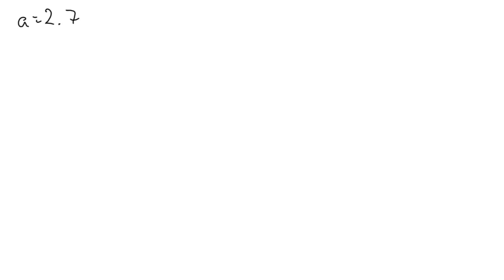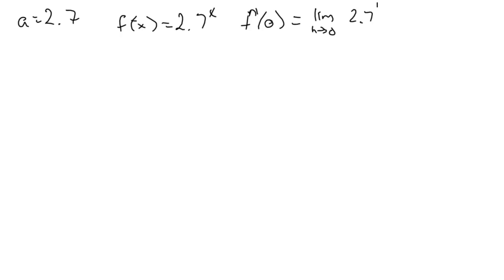Why would I pick that? Well, because I know what's coming. So f of x equals 2.7 to the x, and then f prime of 0, we really want it to be 1. Remember, it's the limit as h goes to 0 of (2.7 to the h minus 1) over h.